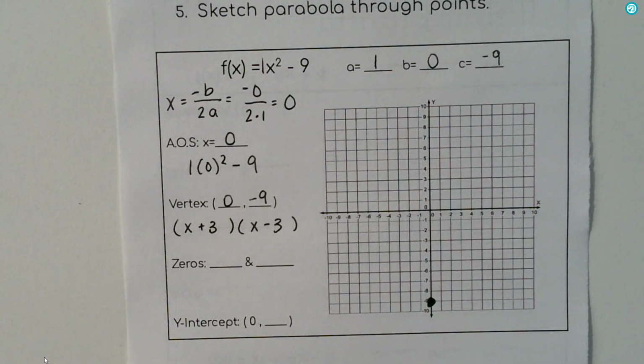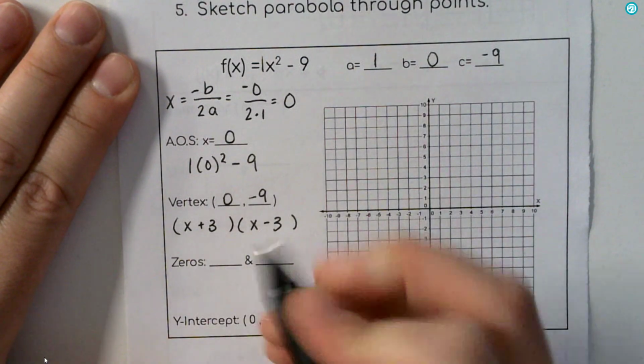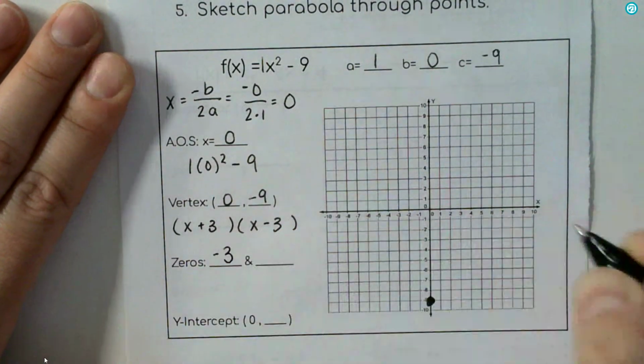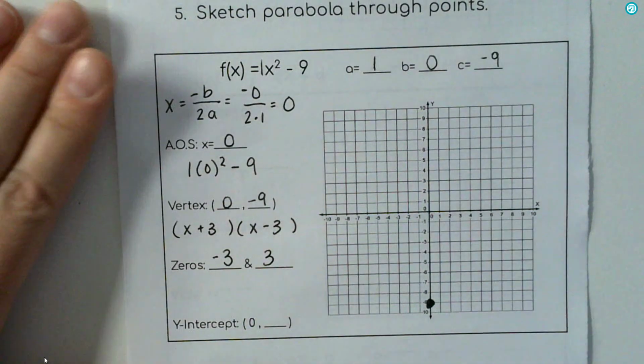And then, since these are going to be our factored ones with just an x and a number, I didn't leave space for us to solve them because you can solve these in your head. X plus 3 equals 0 when x is negative 3. X minus 3 equals 0 when x is positive 3.